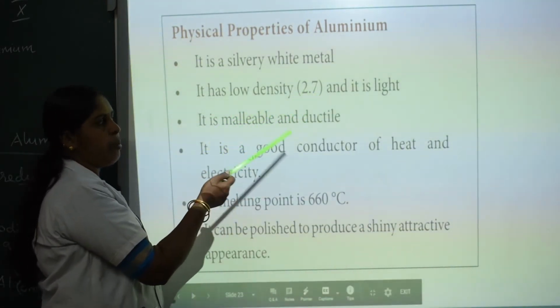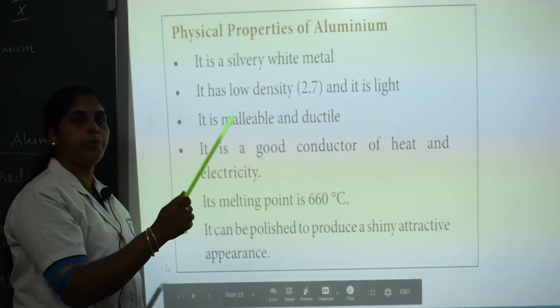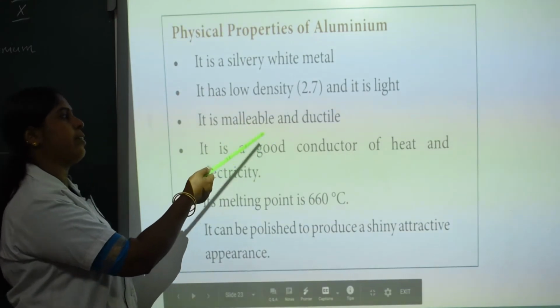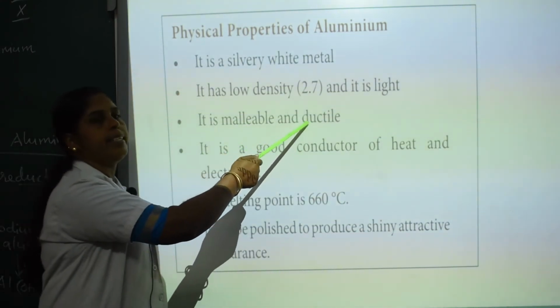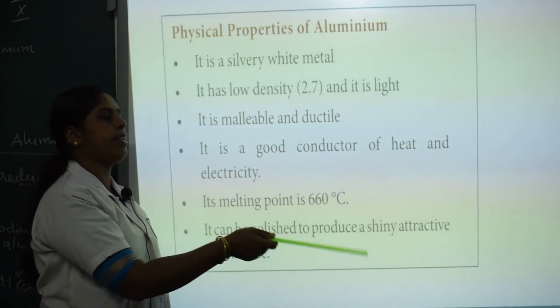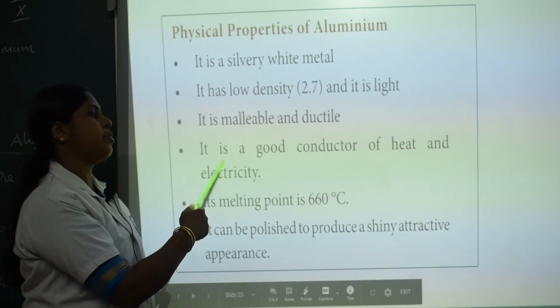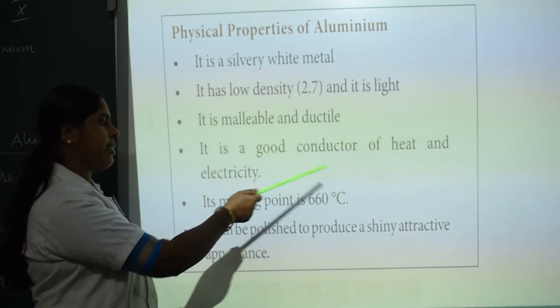It is malleable and ductile. Malleable means we can make it into sheets. We know about aluminium sheets, roofing sheets are used. And ductile means it can be drawn into wires. For the electrical cable industry, aluminium wires are used. Also, aluminium is a good conductor of heat and electricity.